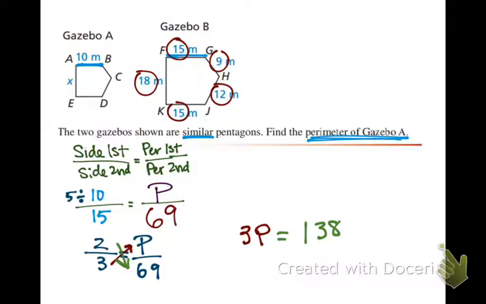All right, my last step. Divide by 3. So the perimeter will equal 46. So we need to use the units they used. So what does M stand for? Meters. So 46 meters.